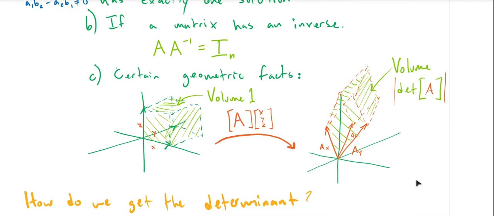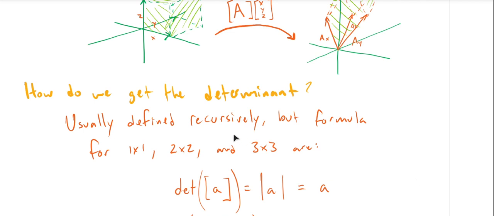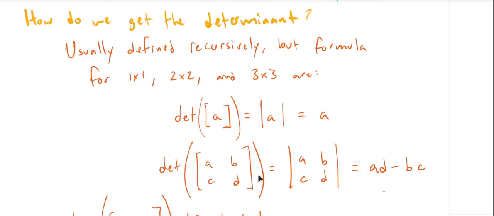So how do we get this number called the determinant? We're going to look at the recursive definition for the determinant, but for now, let's just say we can calculate the 1 by 1, 2 by 2, and 3 by 3 determinants with the following formula. The determinant of a 1 by 1 matrix is just its sole entry. The determinant of a 2 by 2 matrix takes the diagonal product AD and subtracts the diagonal product CB.